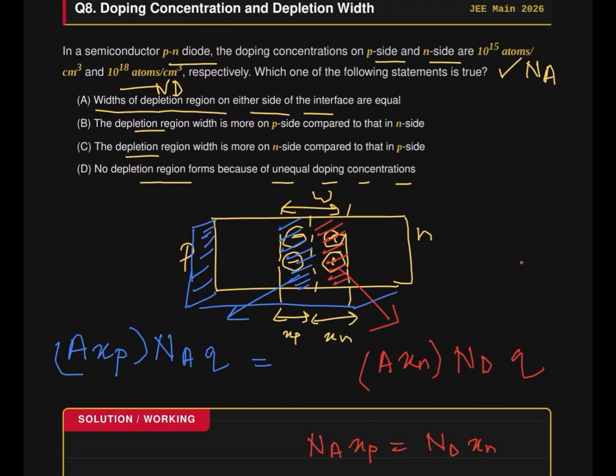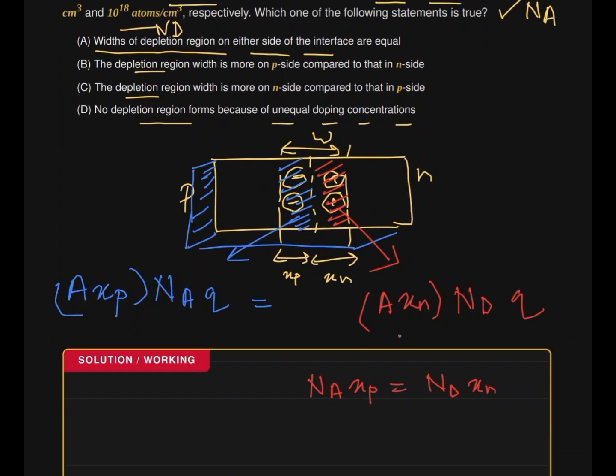Here we have Na as 10 power 15, right? Nd as 10 power 18. So you can see Xn will be less. So the depletion width on the N side will be less and on the P side will be more.